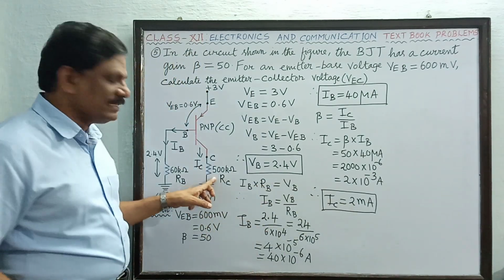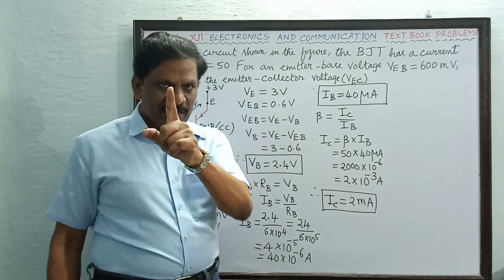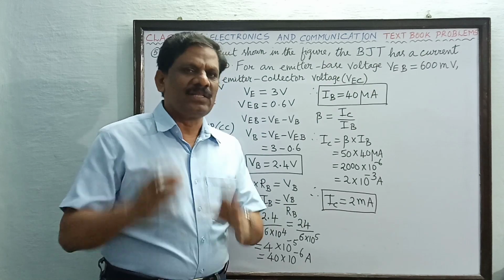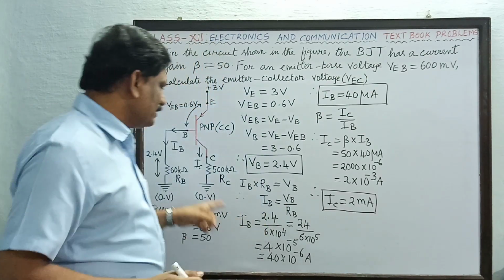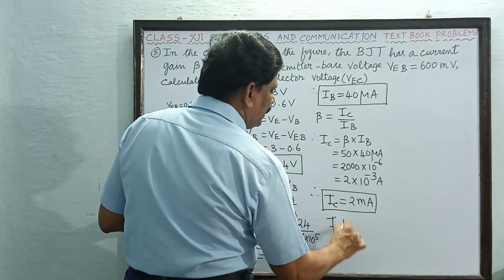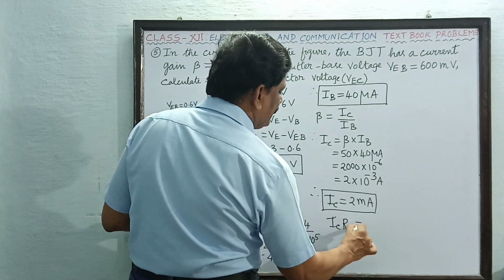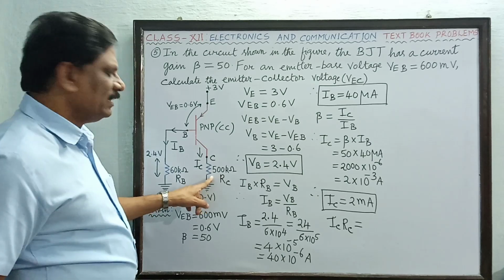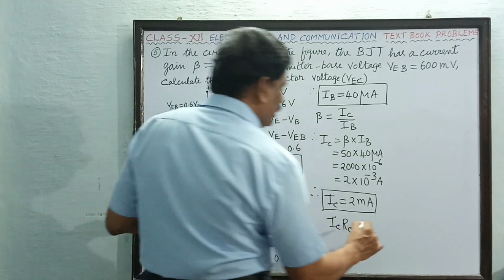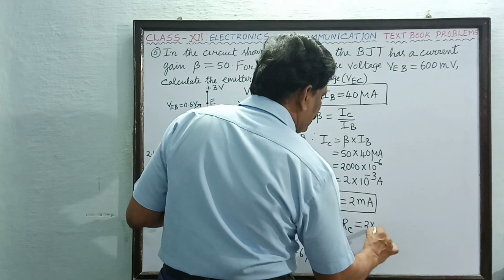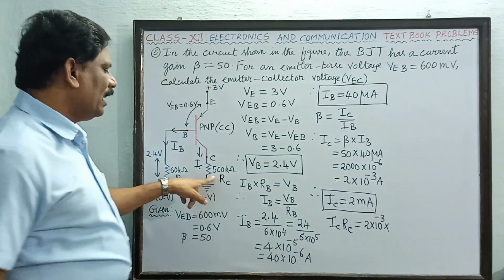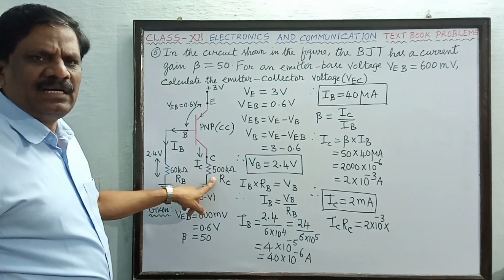What is the collector resistor here? 500 kilo ohm, is it not? So what is the potential drop or the voltage drop across this collector resistance? IC into RC. This product I want to find out. So IC into RC is equal to what? 2 milliampere, that is 2 into 10 power minus 3, multiplied by RC, which is 500 kilo ohm.